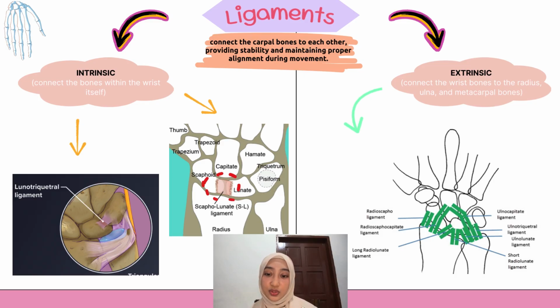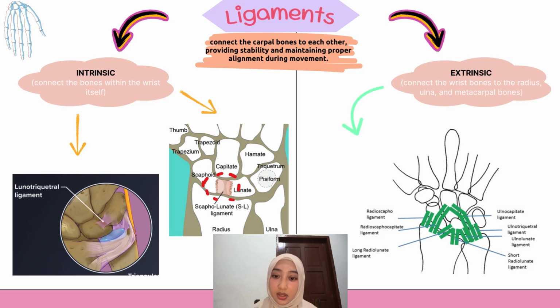Next, we move on to the second type of ligament called extrinsic ligament. So it connects the carpals to the radius, ulna, and metacarpal bones. So there are a few examples here. The first one is radioscaphoid ligament, next radioscaphocapitate ligament, long radiolunate ligament, ulnocapitate ligament, ulnotriquetral ligament, ulnolunate ligament, and short radiolunate ligament.